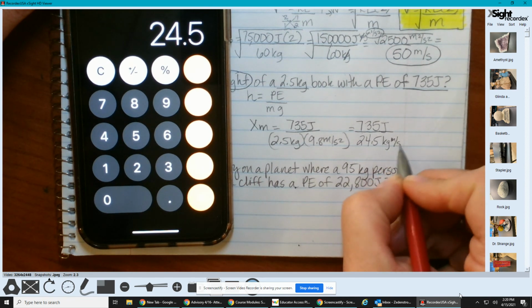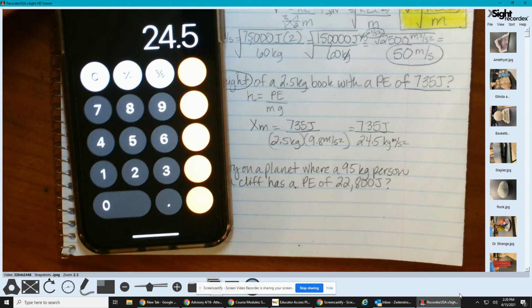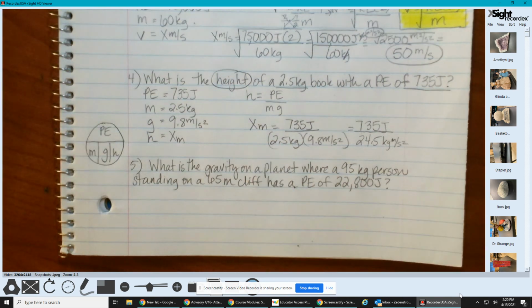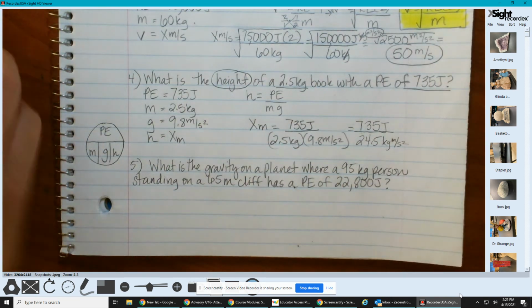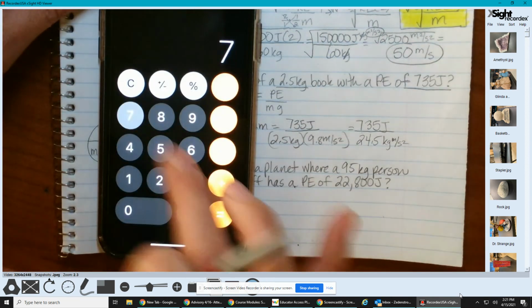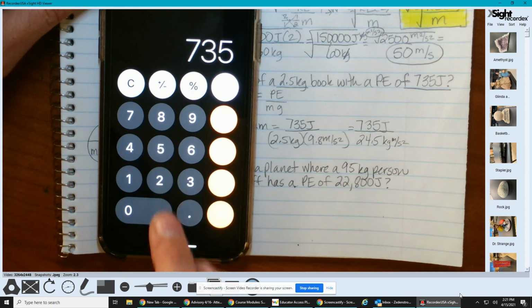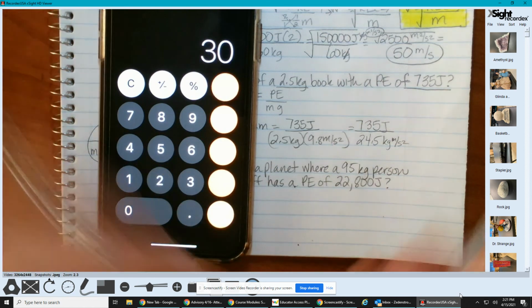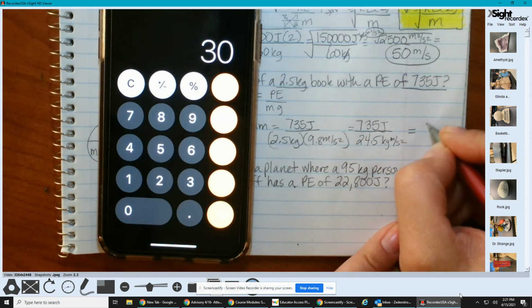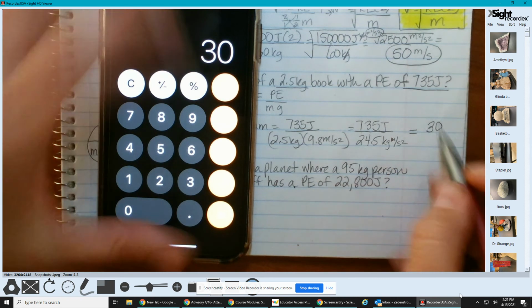So let's figure out how we're going to get to where we need, which is just a meter. So if I do the division first, let's get the number. 735 divided by 24.5 equals 30. So I know it's going to be 30. But how do I get to 30 meters?